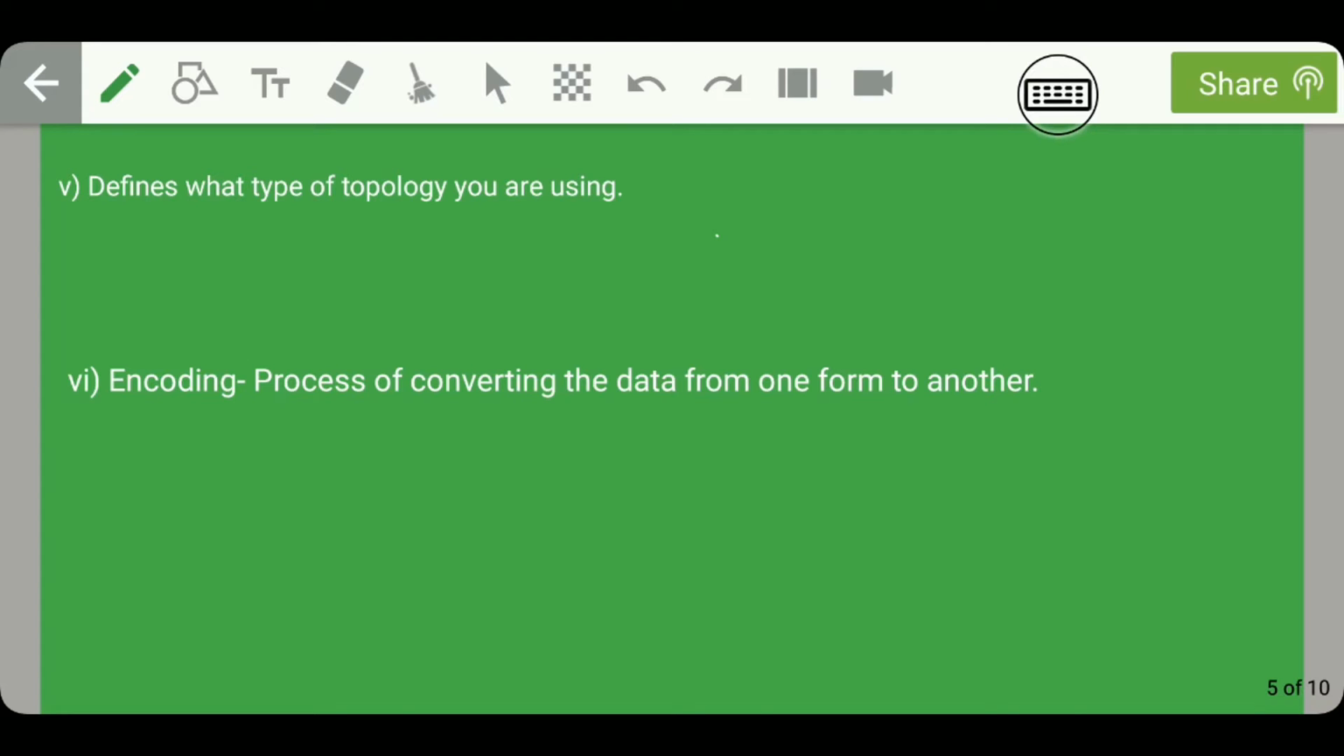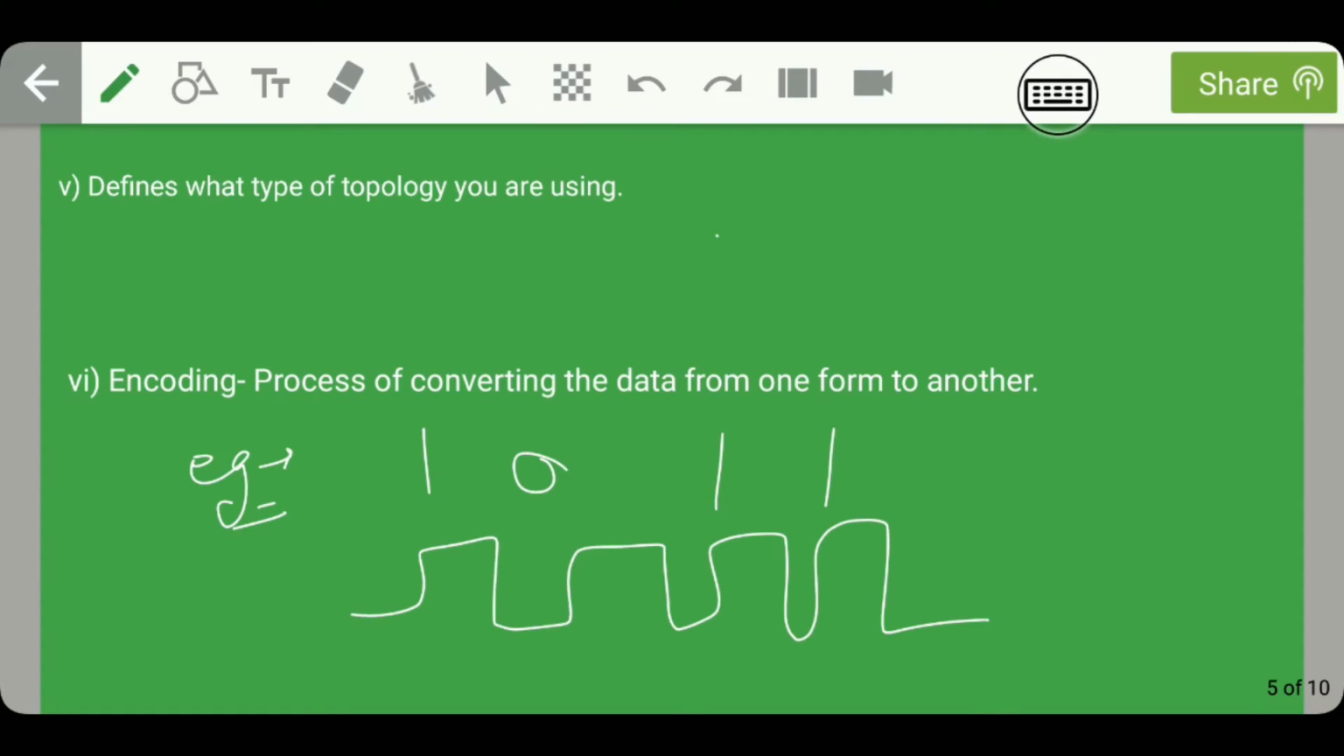Guys, another functionality of physical layer is encoding. So what is encoding? Encoding is the process of converting the data from one form to another, that is from digital to analog. For example, if we are having a digital information like 1011, then an encoding technique can convert this digital information to analog information, which can be like this. This is just an example of an analog signal, not an exact analog signal. So this physical layer is able to encode, that is, convert the data from digital to analog form.